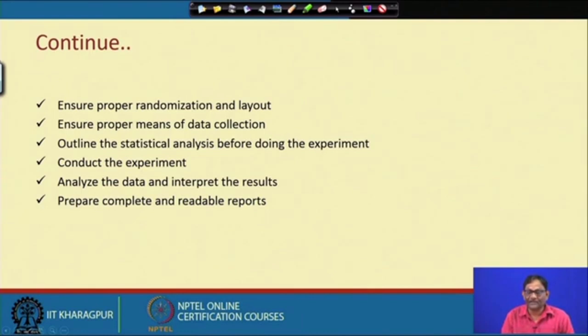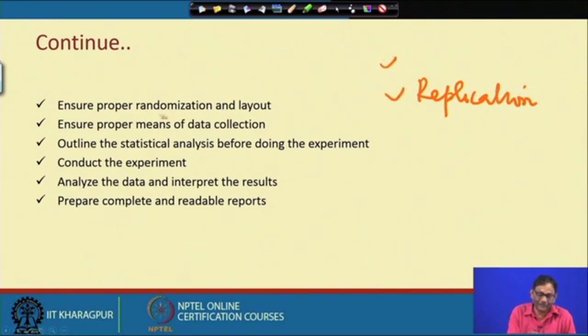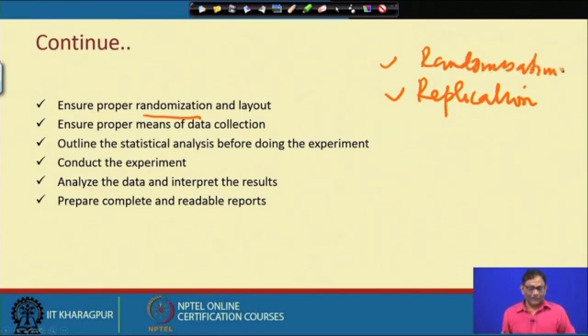Then ensure proper randomization and layout. Please keep in mind these words: one is replication, which I told you, and another one now is randomization. I will explain what randomization and replication are with some example. And then you ensure proper means of data collection. It may be manual data collection, offline, online, or sensor based. Then once you have the data, you require to do statistical analysis.